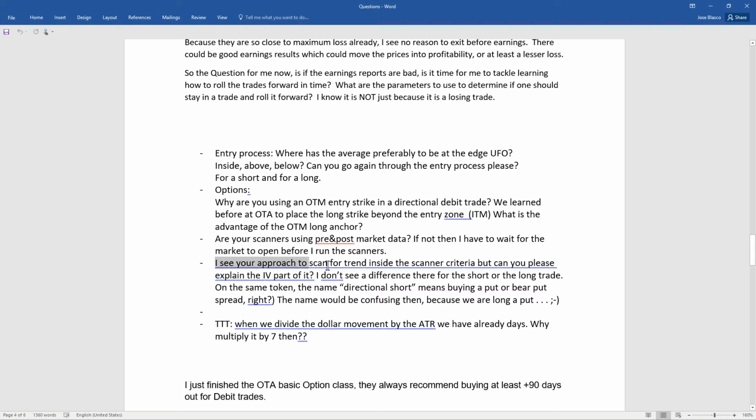I see your approach to scan for trend inside the scanner criteria, but can you please explain the IV part of it? I don't see a difference there for the short or the long trade on the same token.